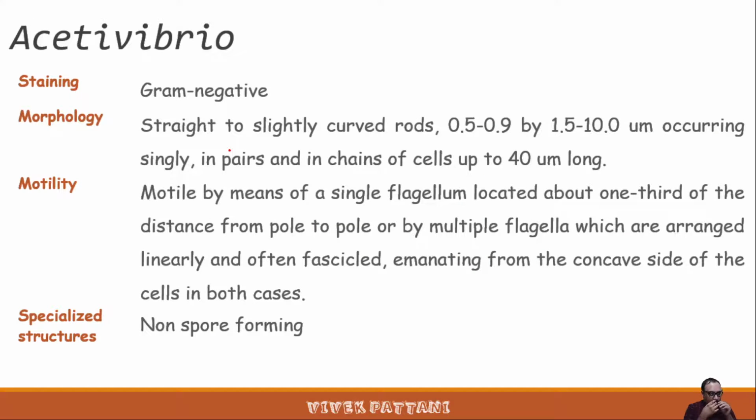Now, the next bacterium is Acetivibrio. As we are discussing gram negative ones, they are slightly curved to straight, occurring in single pairs and some chains of cells up to about 40 micrometers long. They are motile by means of a single polar flagellum, located about 1/3 of the distance from pole to pole, or by multiple flagella, which are arranged linearly and often fascicled, emanating from the concave side of the cells.